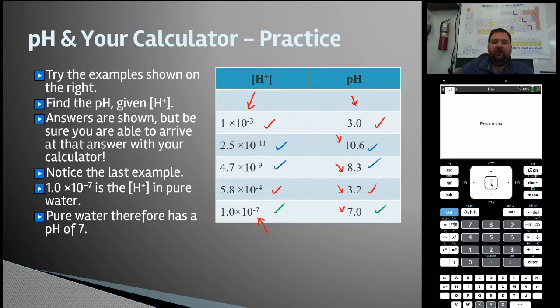How did I know that this one was smaller? I'm actually just looking at this negative 11 and comparing it to the negative 7. I know that the higher the negative number, what that's doing is it's dragging my decimal point back even further. So I'm going to have more zeros in front of it. In this case, I have 11 digits before my 2.5.